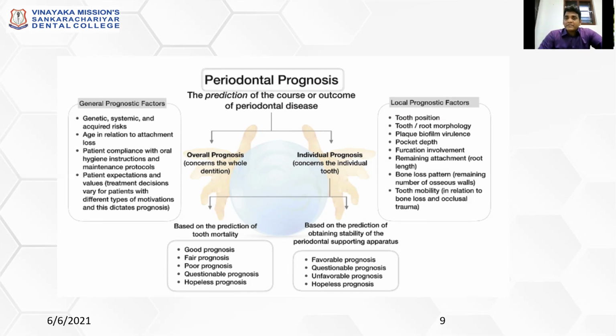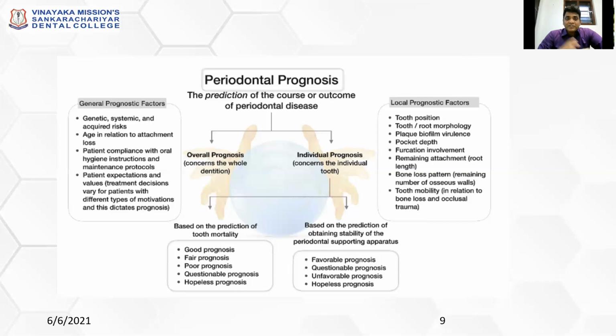Whereas for local prognostic factors, mainly you'll be checking the tooth position, that means whether any traumatic occlusion is present, the tooth root morphology, and the pocket depth and furcation. The individual prognostic value of a tooth should be considered. For example, if the overall prognosis is bad and the patient is partially edentulous and needs a removable prosthesis, then for the tooth next to the edentulous area, you should check the individual prognostic factor to see whether a prosthesis can be placed next to that tooth, which has a questionable prognosis. So the individual prognostic value is very important for your treatment success.